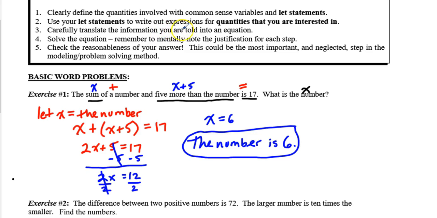Carefully translate the information you're told into an equation. Okay, so we did that. Solve the equation, mentally noting the justification, like, okay, I'm applying negative 5 to both sides. This is the subtraction property of equality, something like that. And then finally, as it says, this could be the most important but often neglected step. Check the reasonableness of our answer. So you don't have to show the check, but let's just check it in our head. The number is 6. Well, let's see if 6 works. If I take 6 plus 5 more than 6, which of course would be 11, 6 plus 11 is 17, so we feel good about that.